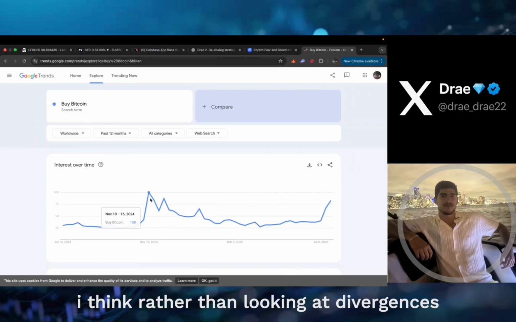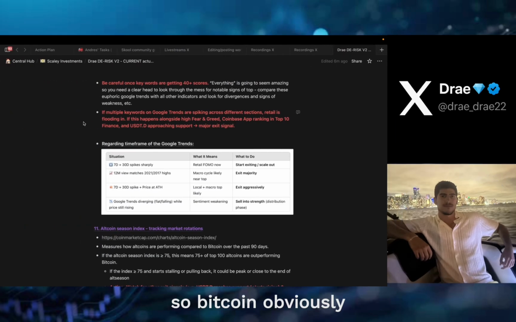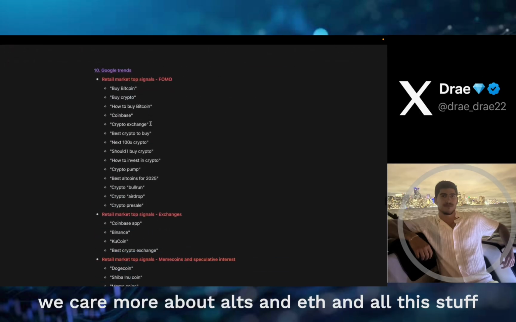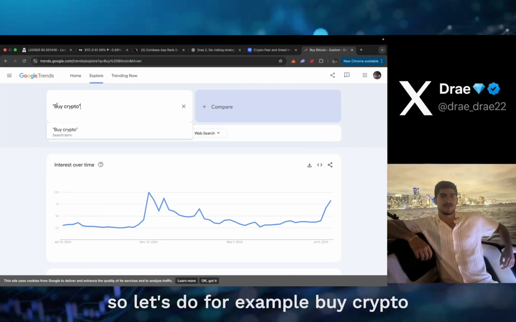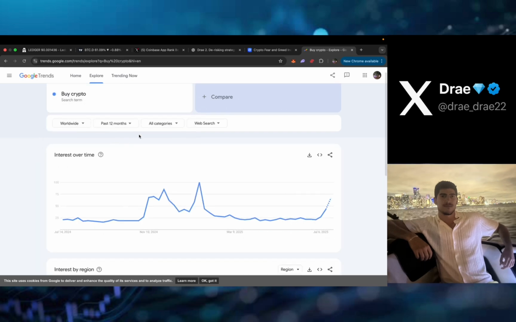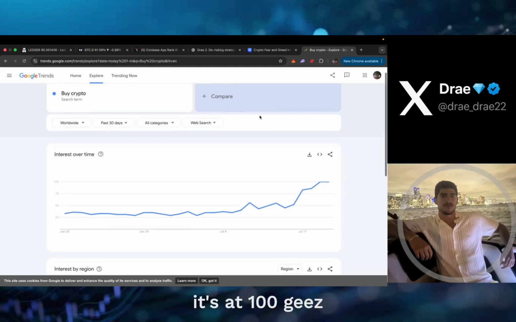I think rather than looking at divergences, it's more so just about the trends. Like, where is it at now? So Bitcoin, obviously, it's going to be euphoric because it's Bitcoin. But we care more about alts and ETH and all this stuff. So let's do, for example, buy crypto. Let's see how it's doing. How's 30 days? Okay, well, it's at 100. Jeez.